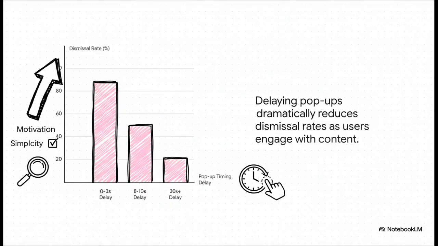And timing is literally everything. Just look at this data here. Pop-ups that show up in the first few seconds, they have sky-high dismissal rates. Everybody hates them. But when you wait 30 seconds or more, when you actually let the user get engaged first, that rejection rate just plummets. A little bit of patience pays off big time.